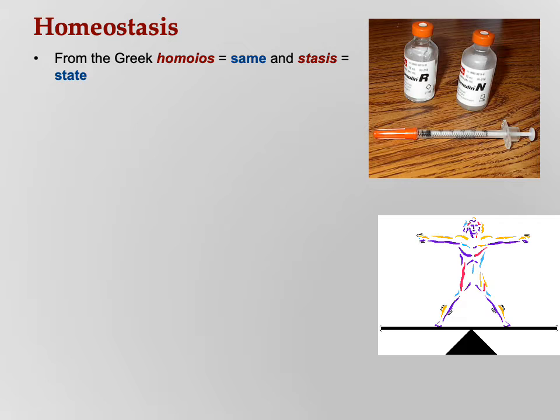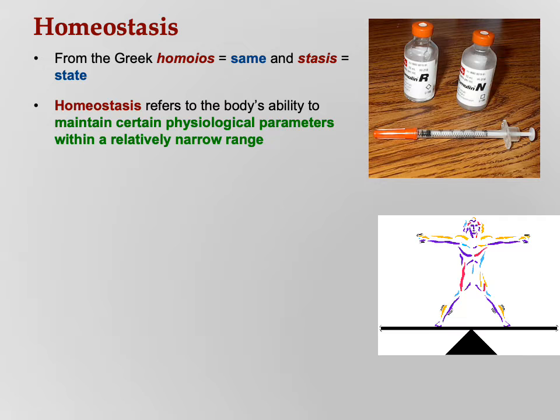Greek words homeos, same, and stasis, state. In other words, your body is always trying to stay in the same state. You try to keep your temperature about the same. You try to keep your blood sugar about the same, and so on. Your body is always trying to do that.